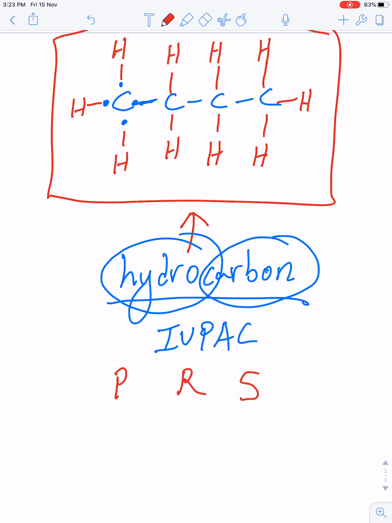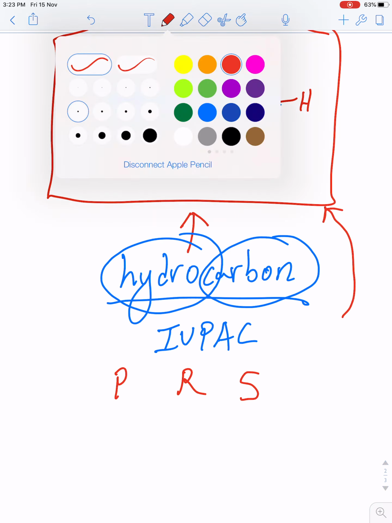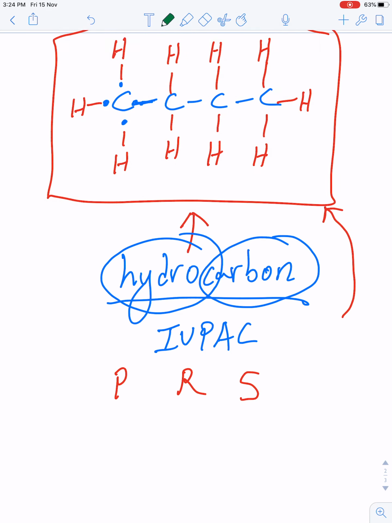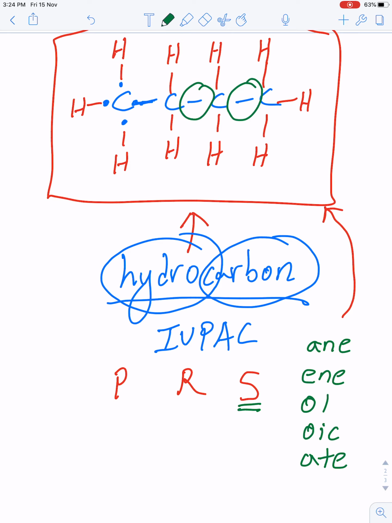PRS. Okay guys, go back to the structure over here. I will change the color. Okay, we will start with the suffix. Suffix refer to the an, en, ol, oic, and oate. Oate refer to the ester. Kalau tengok dekat structure ini, dia hanyalah single bond. There is no double bond, no oxygen in this molecular structure. Maka it must belong to the family of an.